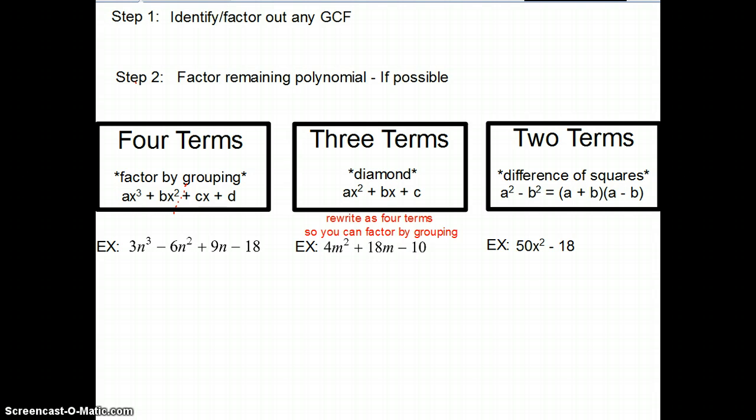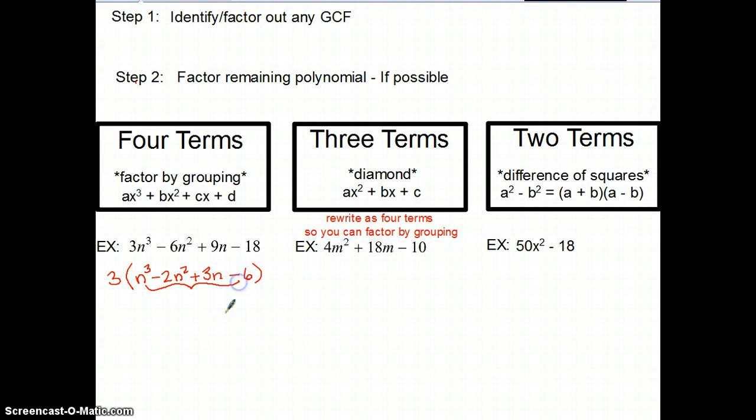In our first example, I'll go ahead and factor by grouping. So down below, my very first step always, no matter what, is to look for a greatest common factor between all four terms. Between all four of these terms, I see that they are all divisible by 3, so I'm going to factor out a 3. My remaining polynomial is n to the third minus 2n squared plus 3n minus 6. Now looking at this remaining polynomial inside, I have four terms, so I may factor that polynomial by grouping.